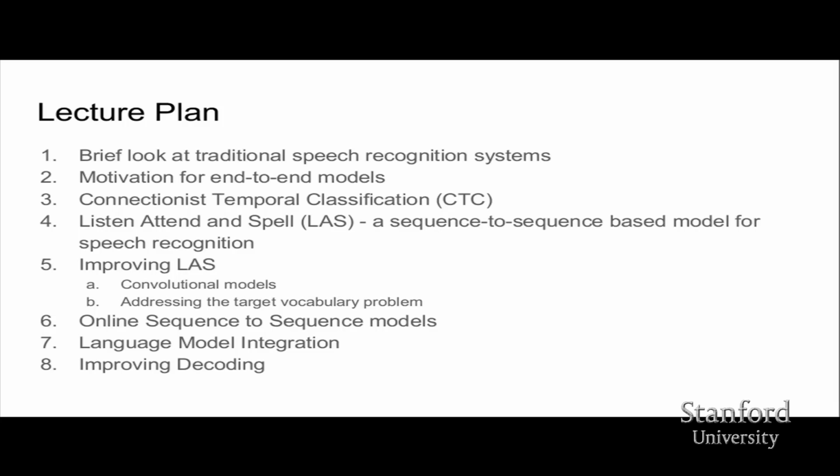So here's the plan for the lecture today. I'll start by taking a brief look at traditional speech recognition systems. Then I'll give a little motivation and a description of what I mean by an end-to-end model. Then I'll talk about two different models for end-to-end speech recognition systems, one by the name of Connectionist Temporal Classification, and another recent one based on Listen, Attend, and Spell, which is a sequence-to-sequence model, something I believe you guys are familiar with at this point.